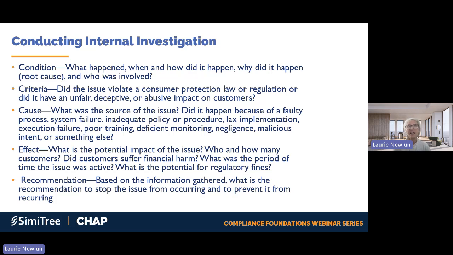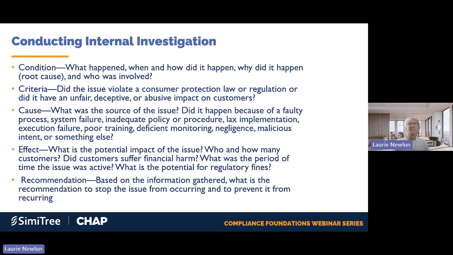We want to look at the criteria. Did the issue violate some kind of consumer protection law or regulation, or some other kind of law or regulation that has given us guidance as to what we should be doing? Did it have an unfair, deceptive, or abusive impact on our customers, maybe on our internal customers, which may be our employees or our contractors? What was the cause? What was the source of this issue?